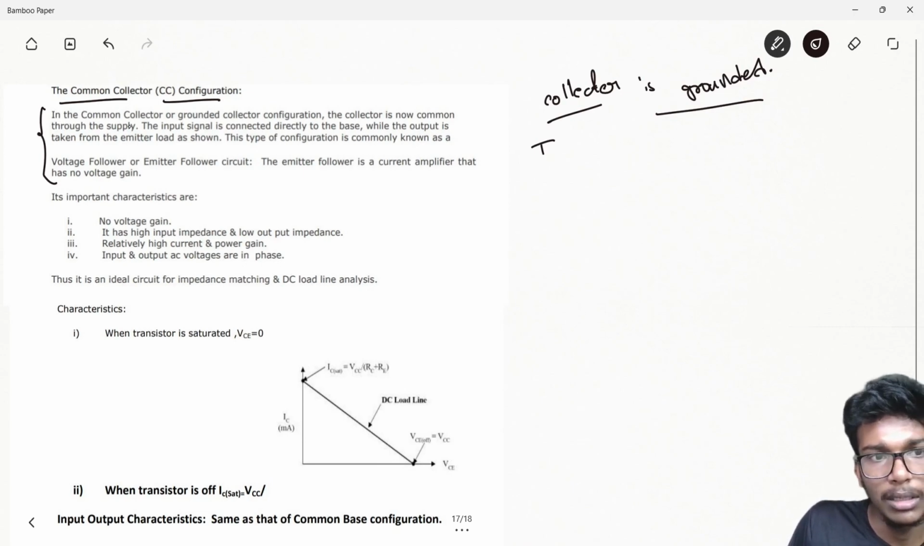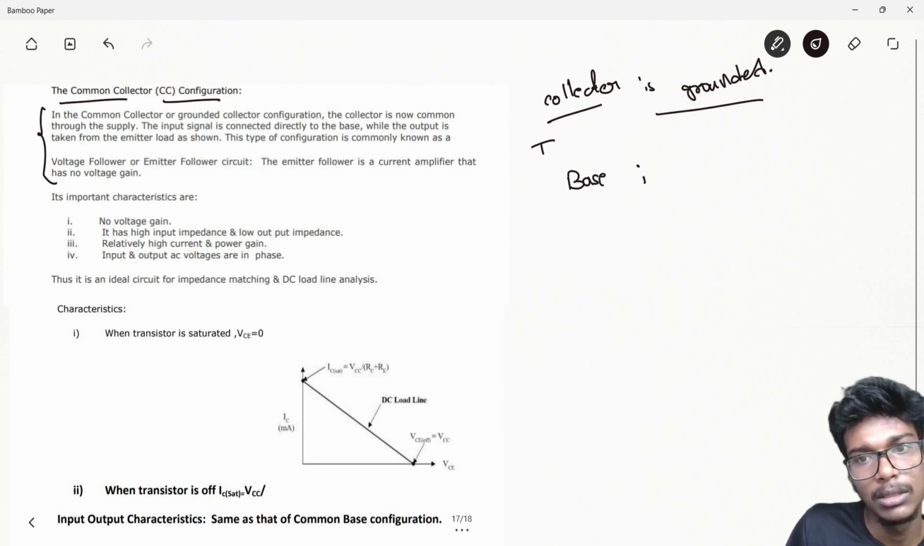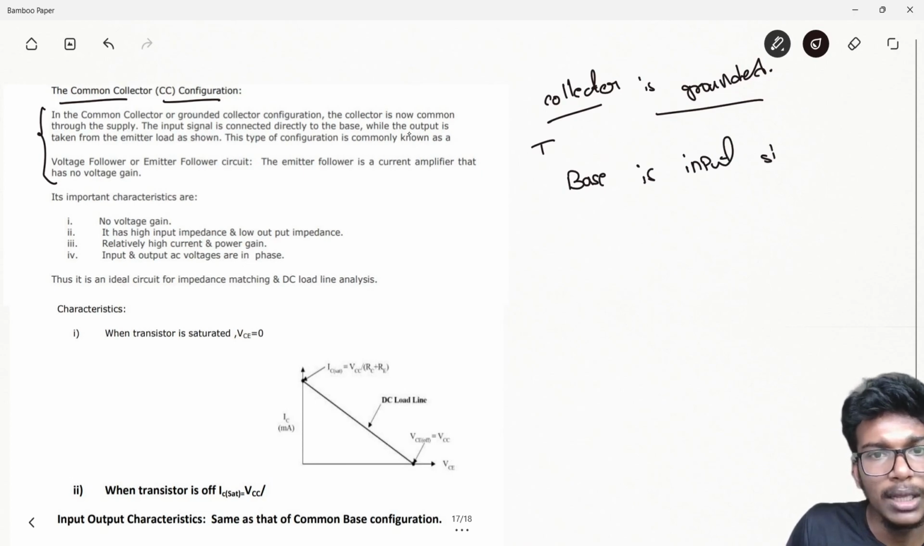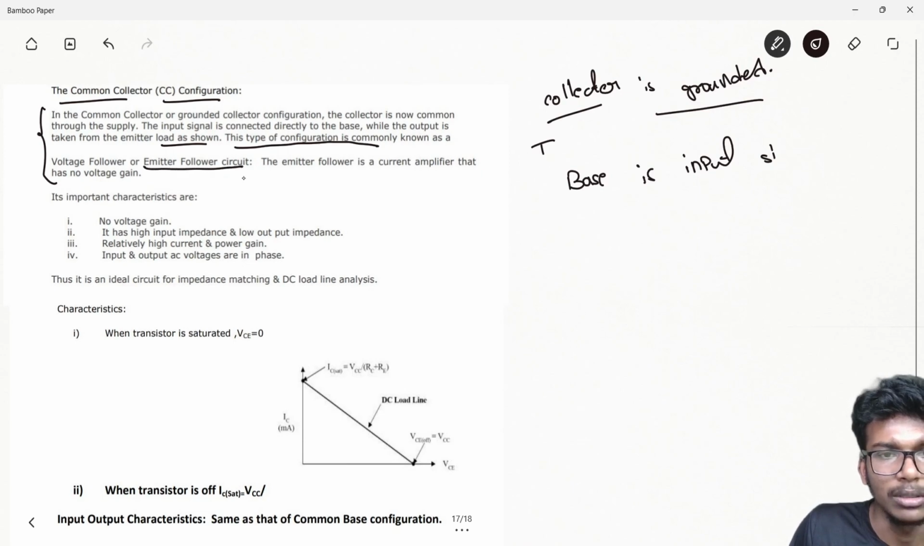Just look at it, I will give you the hint regarding this. In common collector or grounded collector configuration, the collector is now common through the supply. The input signal is connected directly to the base, while the output is taken from the emitter as shown in the figure. I didn't attach any figure over here. This type of configuration is commonly known as voltage follower or emitter follower circuit. The emitter follower is a current amplifier that has no voltage gain.